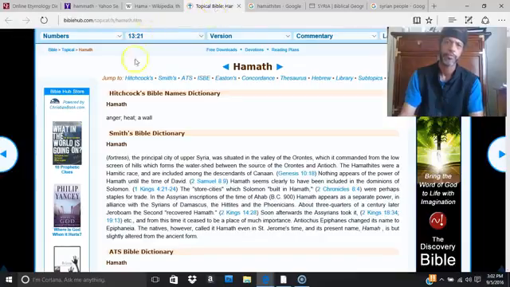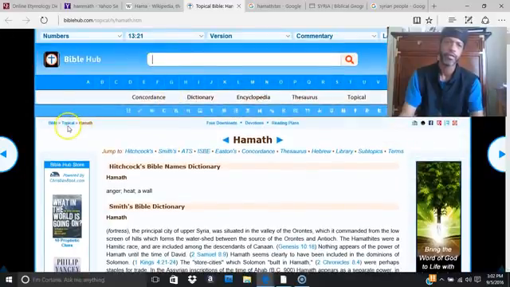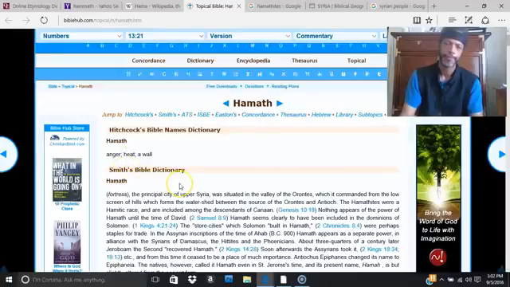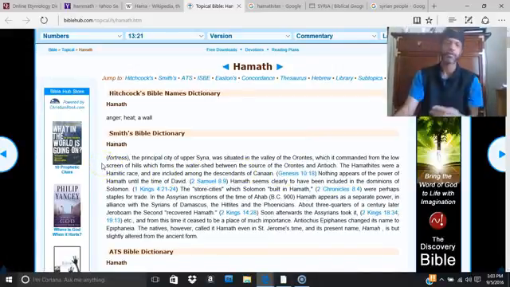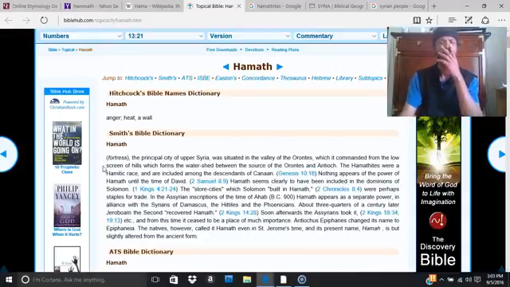If we look over here, we have the Bible topical, whatever it is, but it's at the Bible Hub, and we get Hamath, anger, heat, a wall. Now there are a couple of things that are down here, but it's relatively unimportant. I will read it because there are some locations given. First off, it says the principal city of Upper Syria.